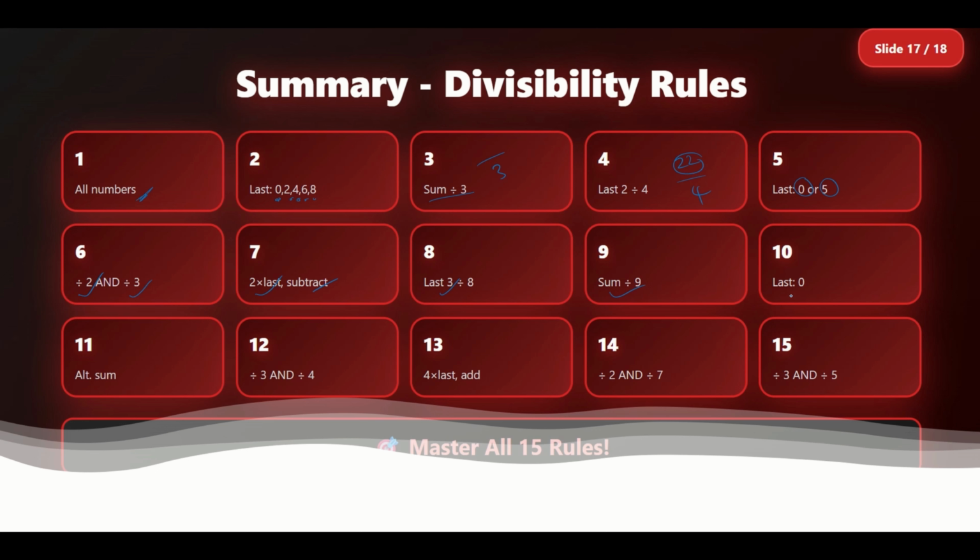Rule number 10. It ends in 0. Rule number 11. Alternating sum. Rule number 12. Divisible by 3 and 4. Rule number 13. Multiply last by 4 and add. And rule number 14. Divisible by 2 and 7. The last but not the least, rule number 15 should be divisible by 3 and 5.